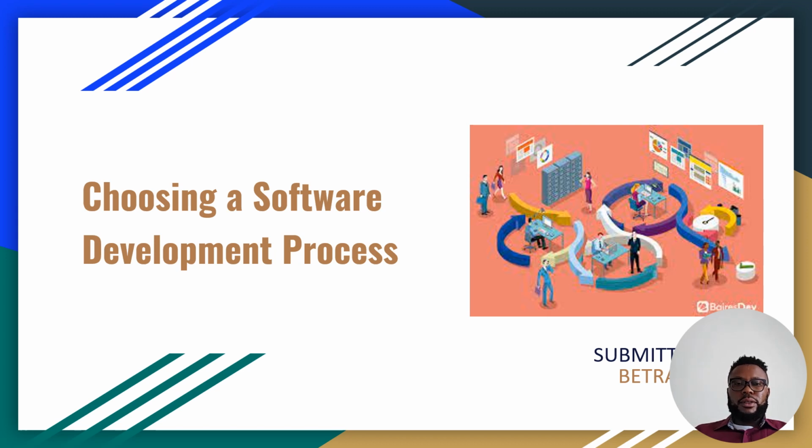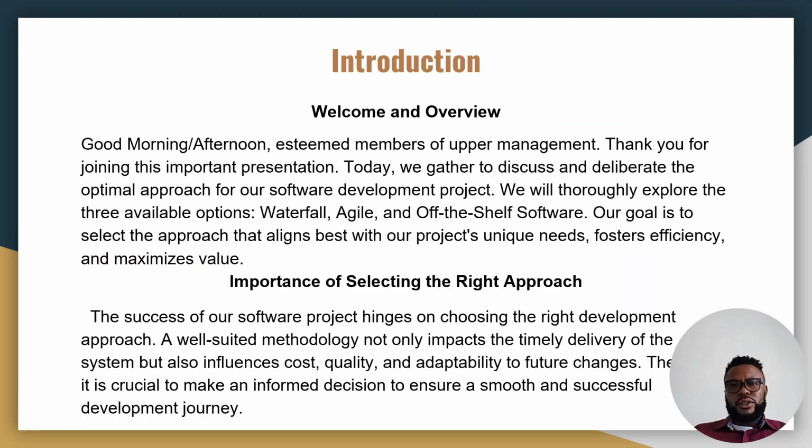Today we are going to be discussing choosing a software development process. For our introduction, today we will deliberate the optimal approach for our software development project. We will thoroughly explore the three available options, which are waterfall, agile, and off-the-shelf process. Our goal is to select the appropriate approach that aligns best with our project's unique needs.